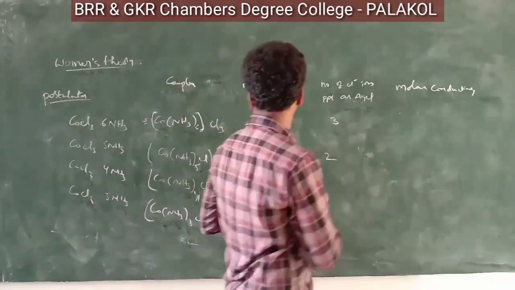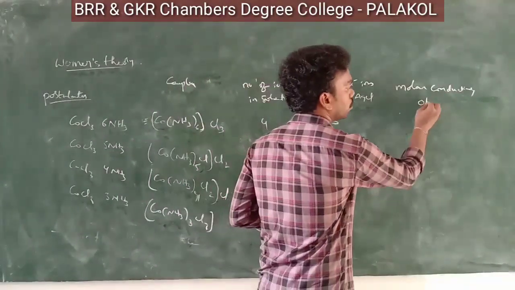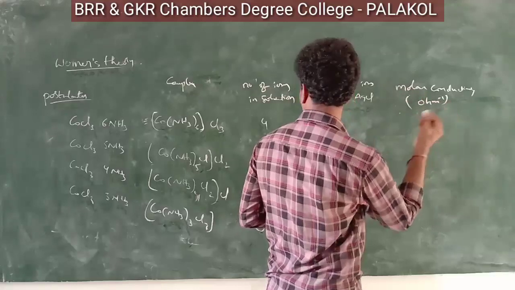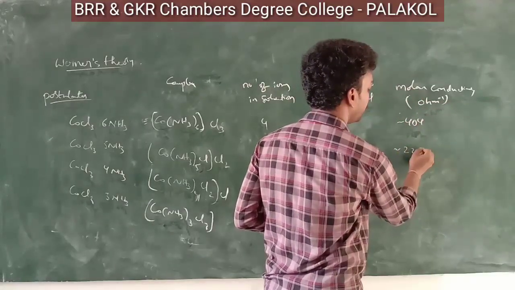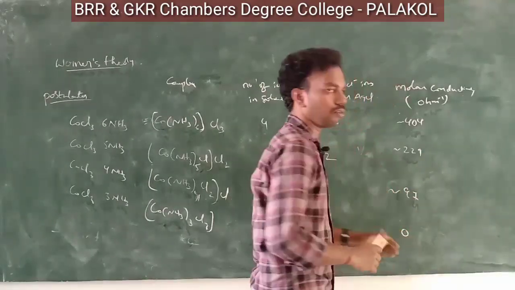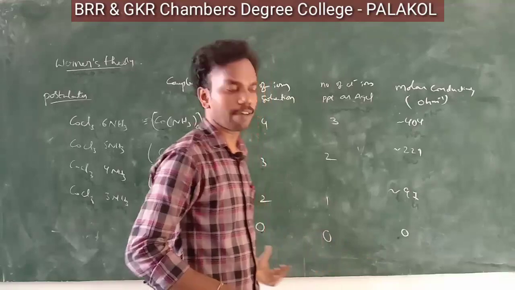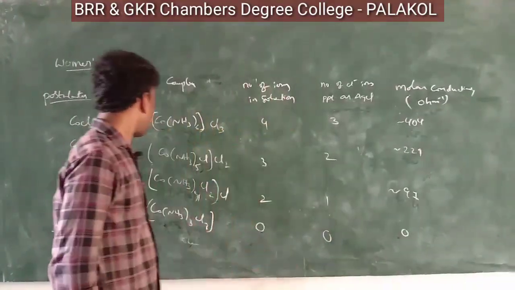So the molar conductivity for this complex has the highest value. Okay, so around approximately 404, and this is around 229. This is around 97. And this has no molar conductivity because we do not have any ions. That's why 0. Okay, right.